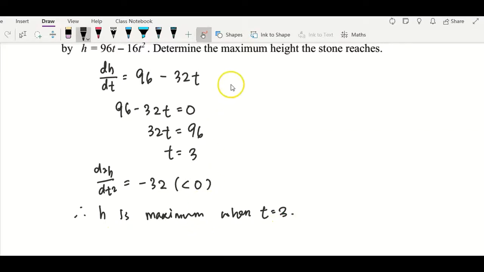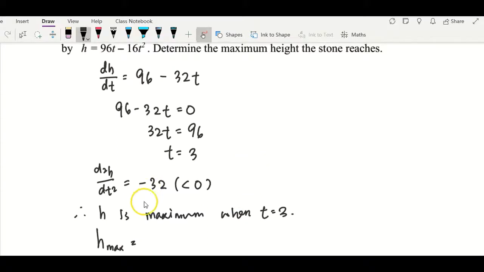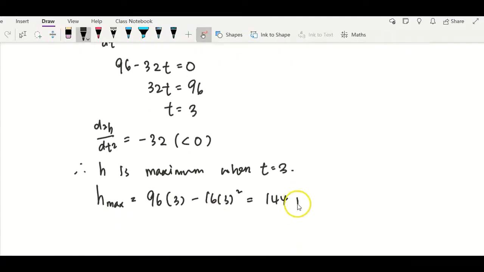The question asks us to find the maximum height of the stone, meaning we just find h maximum, so I will substitute t = 3 into the expression of h, which is 96t - 16t². Substitute t as 3 and calculate, and the answer is 144, and the unit is meters.